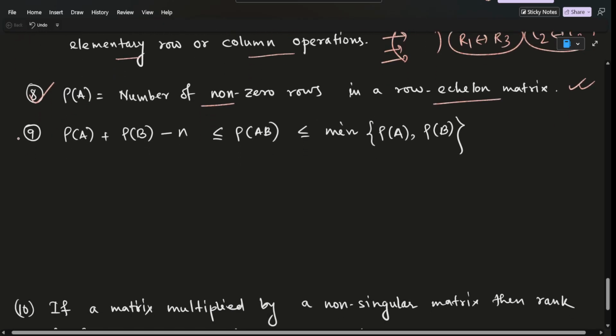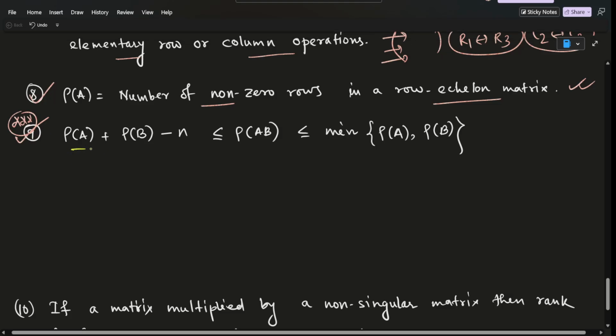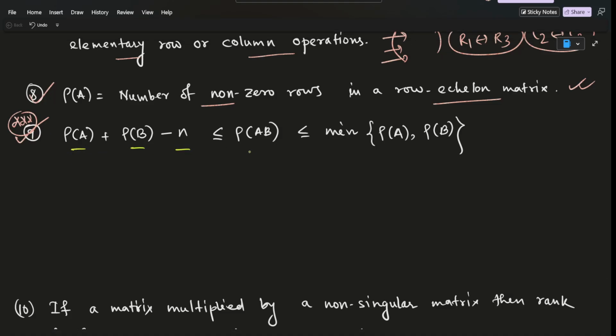Now, number 9 is most important, and from this result questions come in the exam. It says rank of A plus rank of B minus n is less than or equal to rank of AB, which is less than or equal to the minimum of rank of A and rank of B, where AB is the product. Fine. Now, what is n? Suppose A is an m by n matrix and B is an n by p matrix. So this is the n.